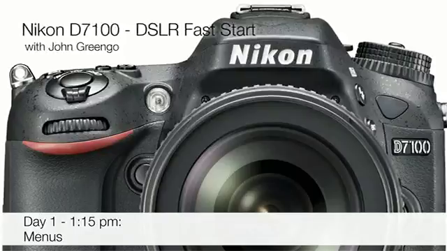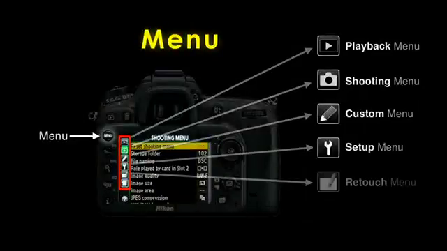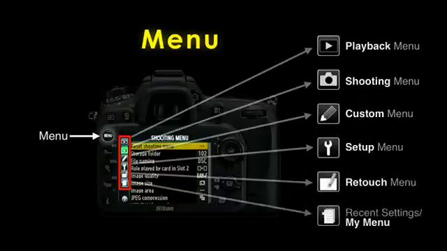With Nikon, you're going to hit the menu button, and this is going to give you access to the full list of all the options in the camera. Nikon organizes the menu into several tabs. You can see the tabs listed here in pretty logical areas. So if you think real carefully about what that feature is, you'll figure out which tab to find it under.